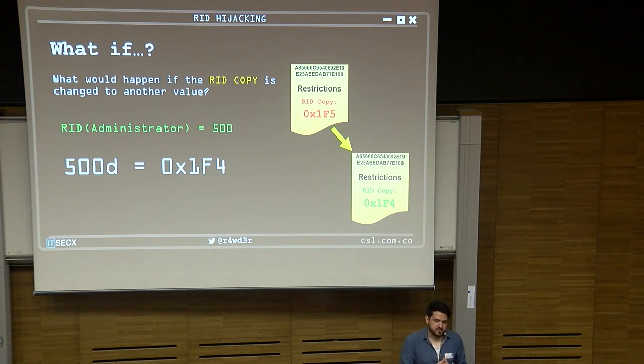So I have found that this relative identifier copy, which is stored inside the registry, is the value used by the LSASS and the security reference monitor to create the primary access token. So the privileges added to the access token are obtained based on this relative identifier. So let's set this RID copy with another RID. In this case, we are switching from 501 to 500, which belongs to the built-in administrator account.